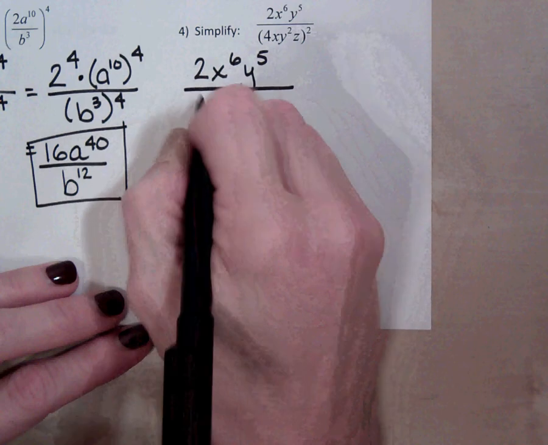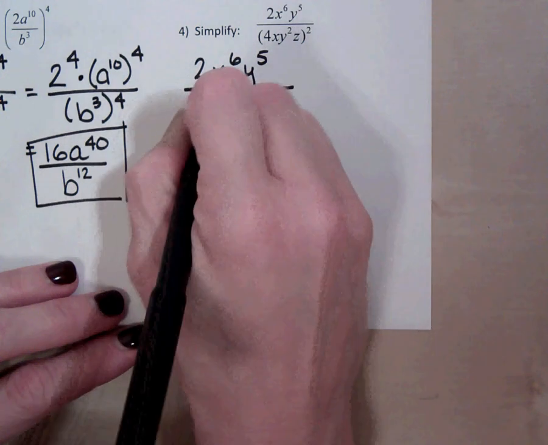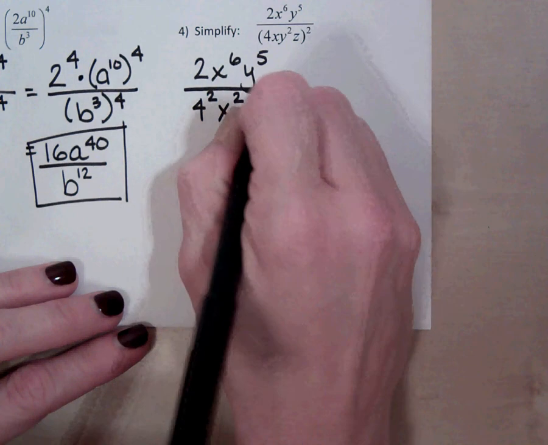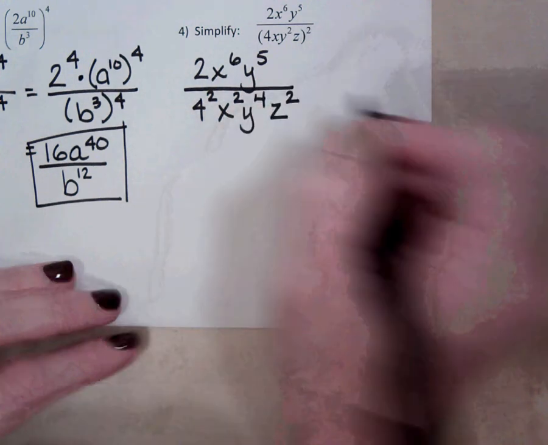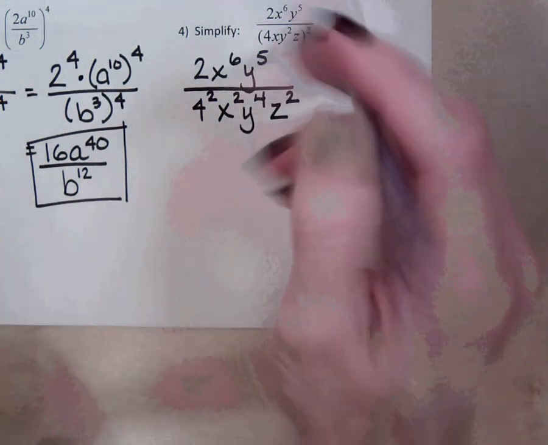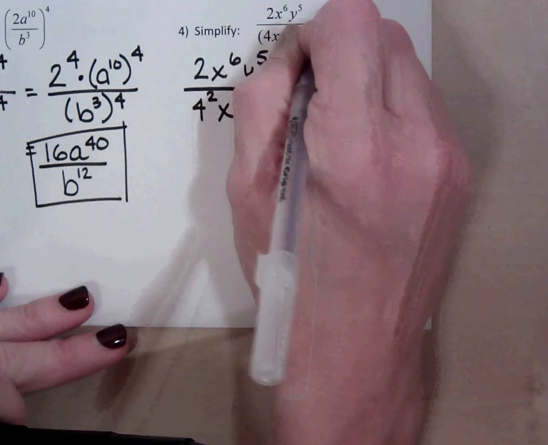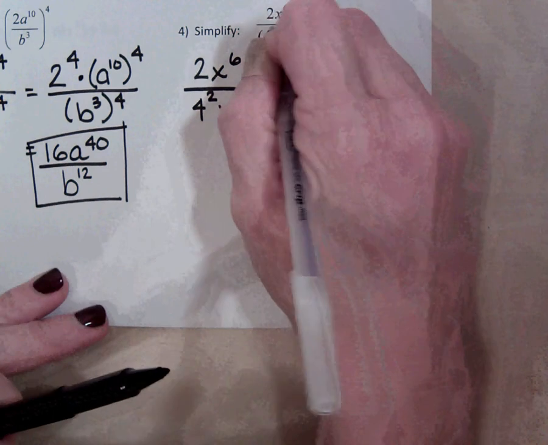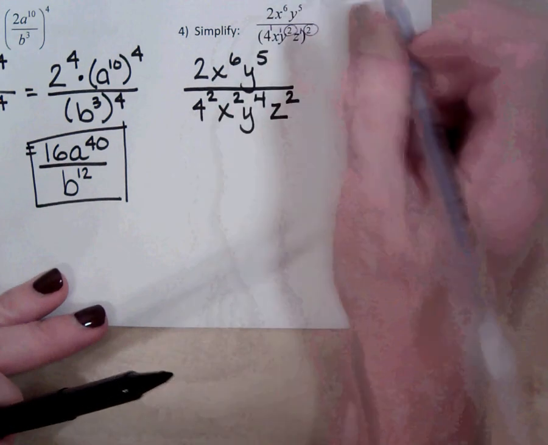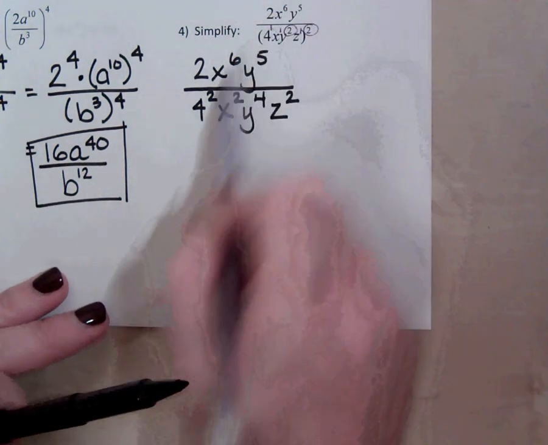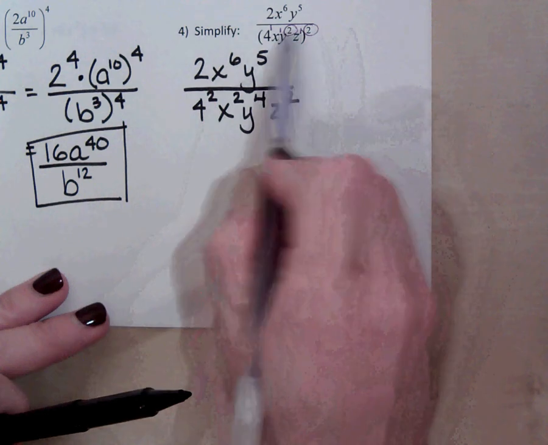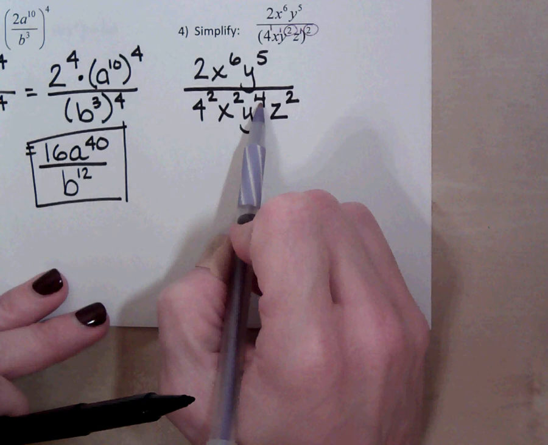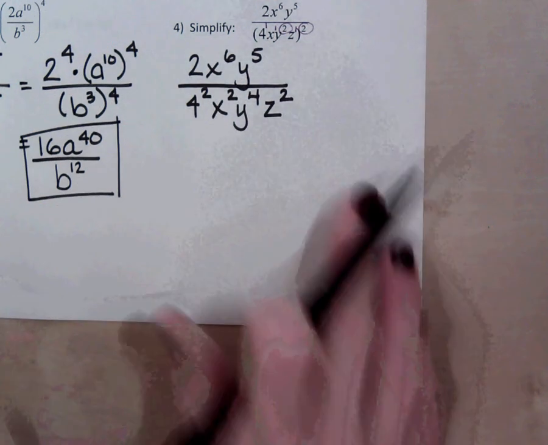In my denominator, this becomes 4 squared, x squared, y to the 4th, and z squared. Notice right here, we became y to the 4th power because of 2 times 2. And the rest of these are just exponents of 1. So 2 times 1 gives us an exponent of 2. 2 times 1 gives us an exponent of 2. 2 times 2 gave us an exponent of 4, and 2 times 1 gave us an exponent of 2.